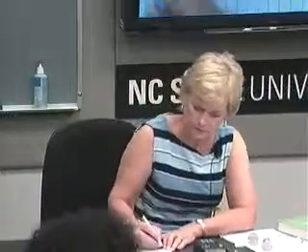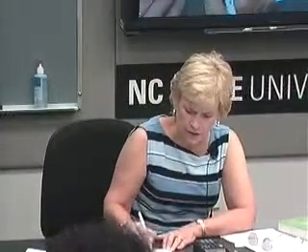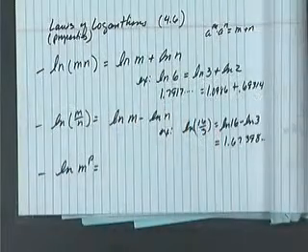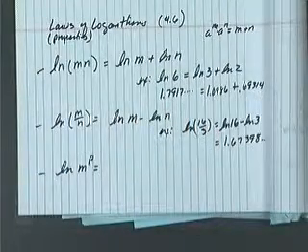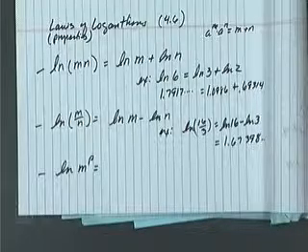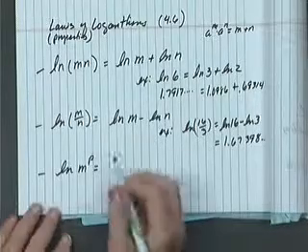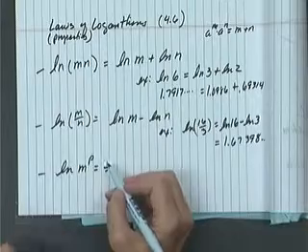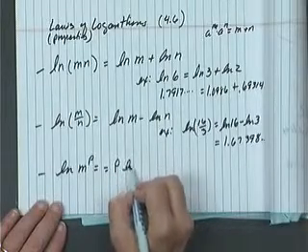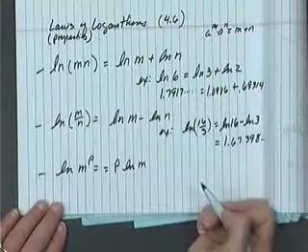One more. The natural log of m raised to the p, that's like when you have a raised to the m raised to the n power of a power. You just multiply the exponents, so it's p times the natural log of m.